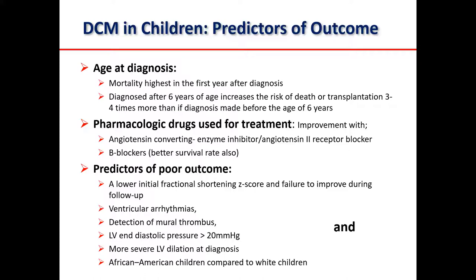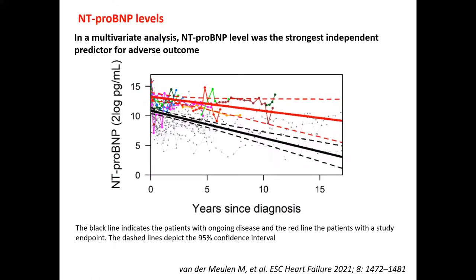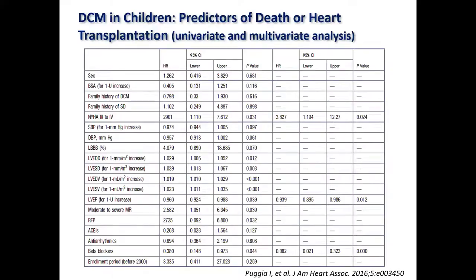And another predictor that I told you earlier is NT-proBNP level. In fact, this is a study which is again published recently where they said that in a multivariate analysis, NT-proBNP level was the strongest independent predictor for adverse outcome. Another study, which is published from Italy, which compares the data of adults with children, has given the following table for predictors of death or heart transplantation.